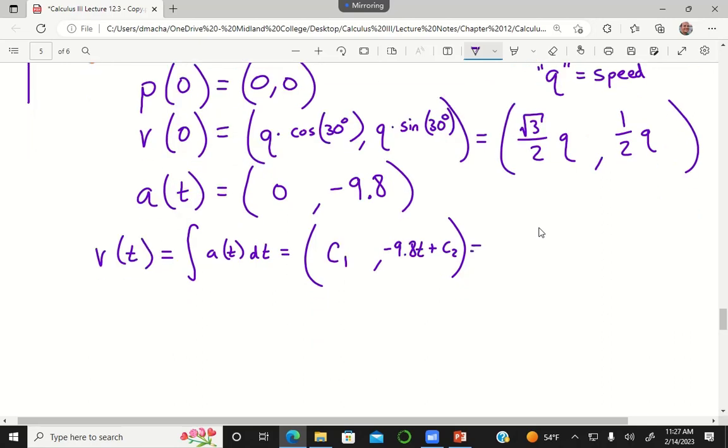Now, to figure out what these constants are, I need to look at my initial velocity. So I know that when t is equal to 0, this is my velocity, right? And so if I set t equal to 0, I can figure out what those constants are. And including the constants, my formula for velocity is going to be root 3 over 2 q, comma, negative 9.8t plus 1/2 q. So the constants c1 and c2 are just my initial velocity components.